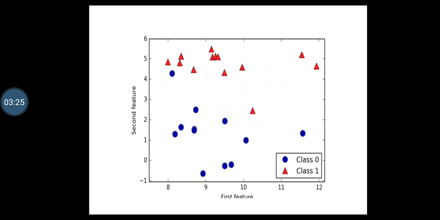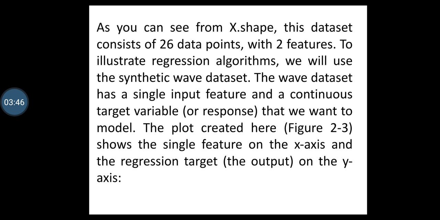The next slide shows the dataset in a figure. You can see here that the blue round dots describe class 0 and the triangle dots define class 1. As you can see from X.shape, this dataset consists of 26 data points with two features. To illustrate regression algorithms, we will use the synthetic wave dataset.